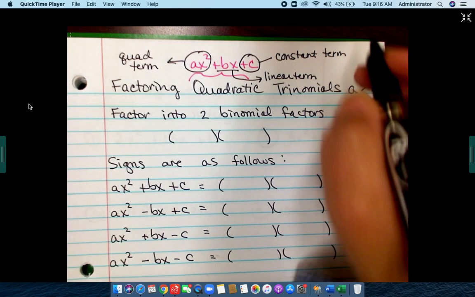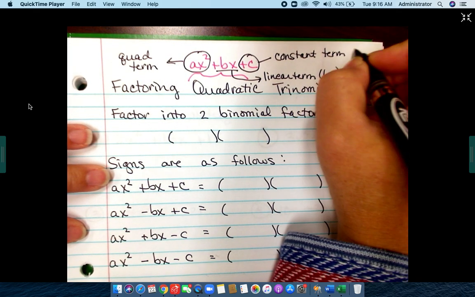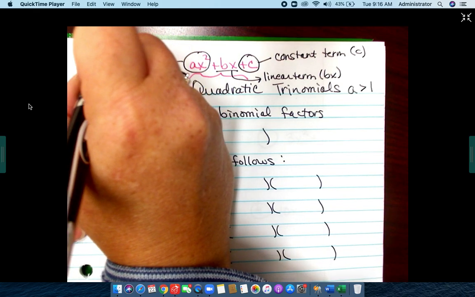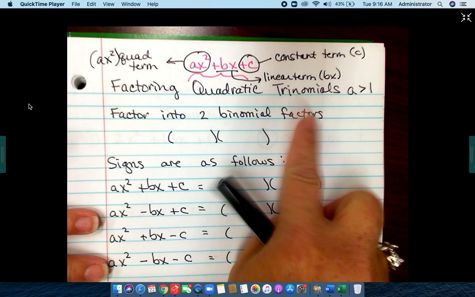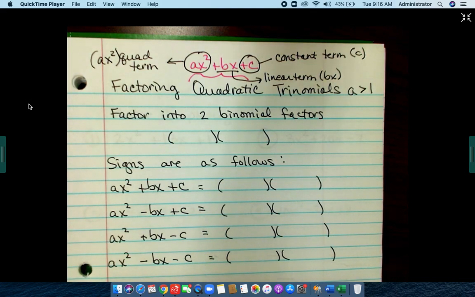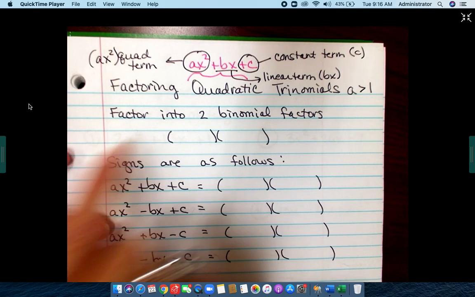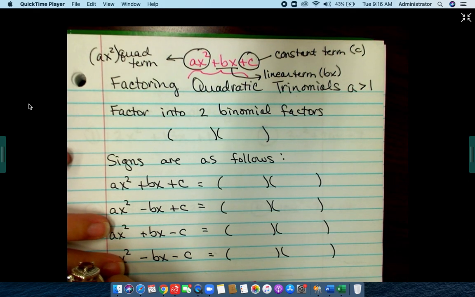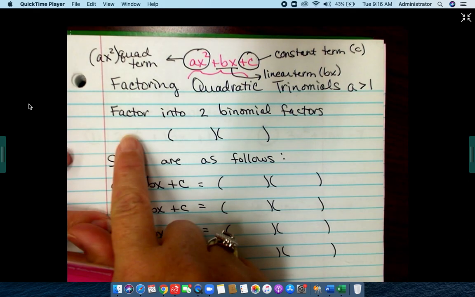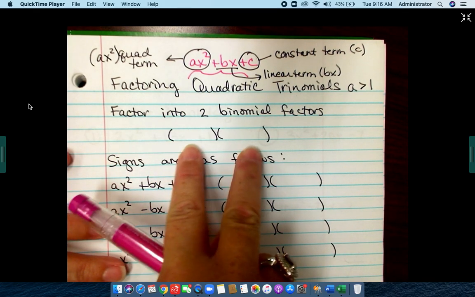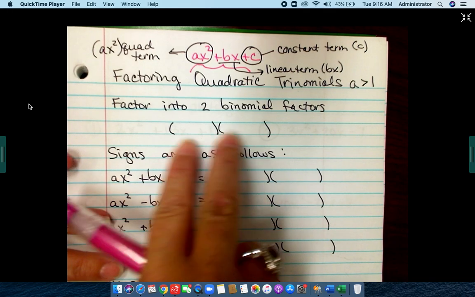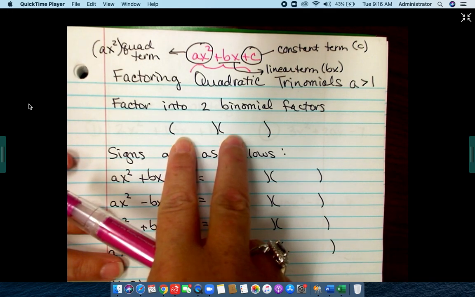So again, your linear term is your bx term, your constant term is your c, and your quadratic term is your ax squared term. This is important terminology so that as I'm teaching this lesson, I'm not using math words that you don't understand. Similar to the quadratic trinomials where a equals 1, they are still going to factor into 2 binomial factors. So we're going to set up 2 sets of parentheses every time.